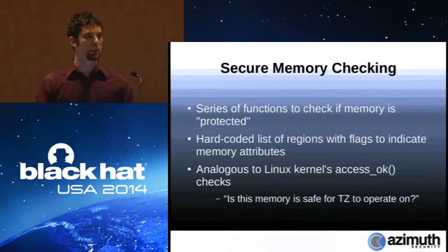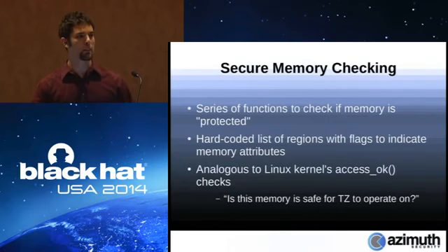The way these secure memory checking functions work, they're actually a series of functions that are designed to check if a range of memory is considered protected. And the way they implement this is entirely in software, using a hard-coded list of regions with various flags that indicate various memory attributes. So when this top-level secure range checking function is called, QSEE iterates over this list of regions and checks that the specified region doesn't overlap with anything that's considered protected and returns a value appropriately.